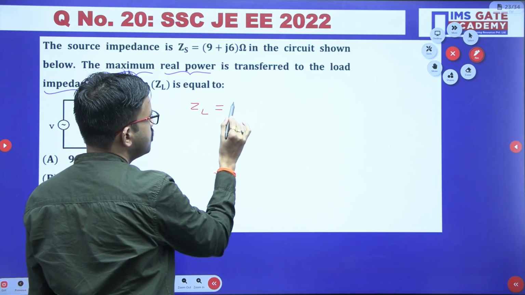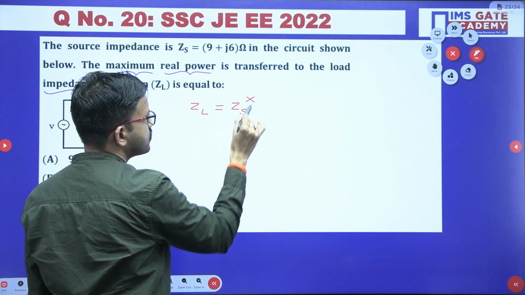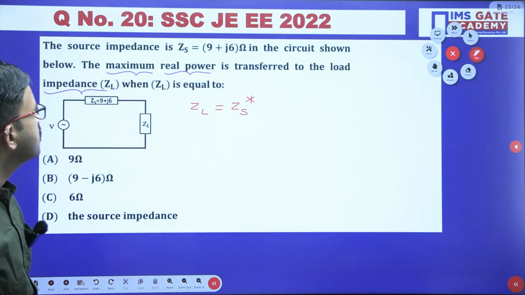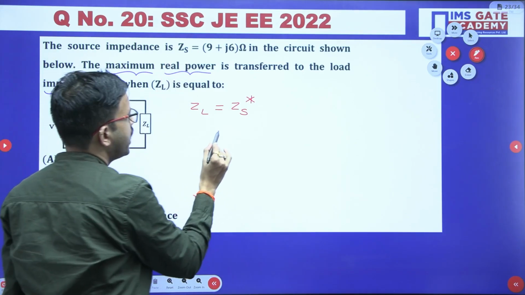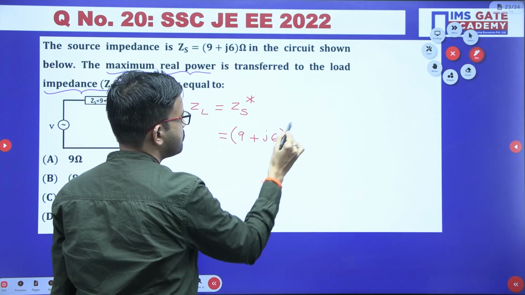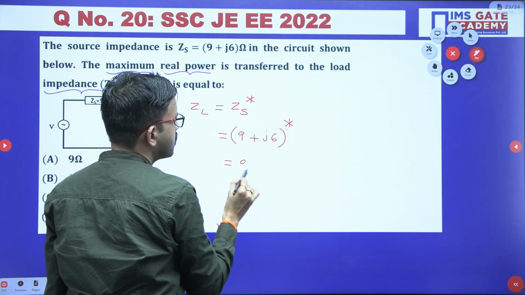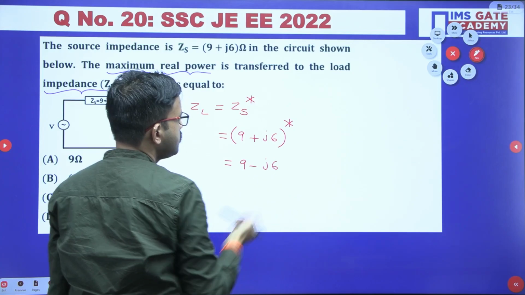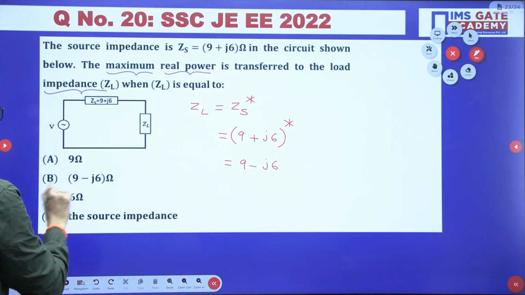ZL equal to ZS conjugate. ZL equal to ZS conjugate. So here the source impedance is 9 plus j6. For this you have to perform the complex conjugate, so that is nothing but 9 minus j6. 9 minus j6. So units are ohm.